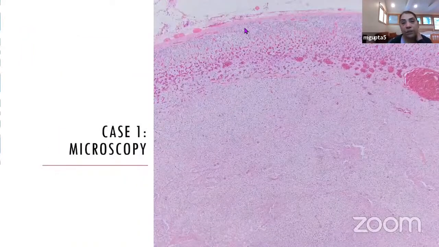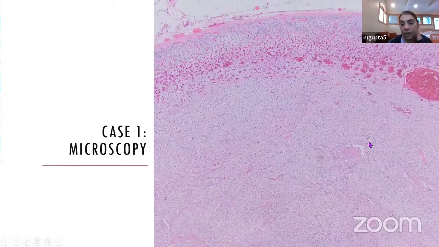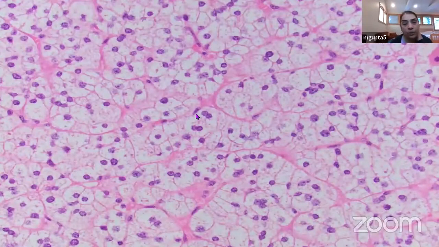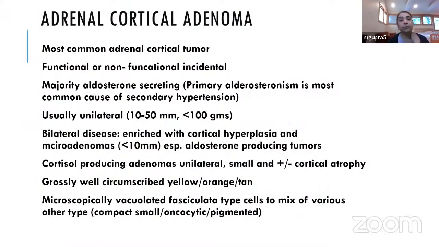On microscopy, this lesion showed a compressed adrenocortical rim on the periphery and the central large nodule, which on higher power showed a typical adrenocortical fasciculata layer of cells. So these are packets of cells which are large and vacuolated, but these are fine vacuoles. They resemble immature fat because these are steroidogenic type of cells. So fasciculata cells have very fine vacuoles, centrally located nucleus, no atypia. So the diagnosis in this case, as most of you know, would be the adrenocortical adenoma.